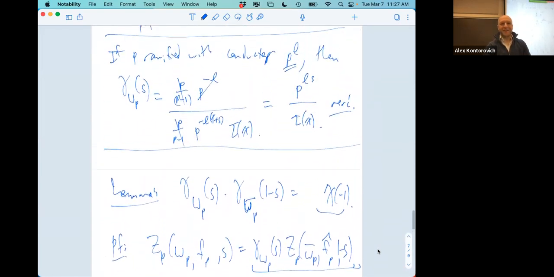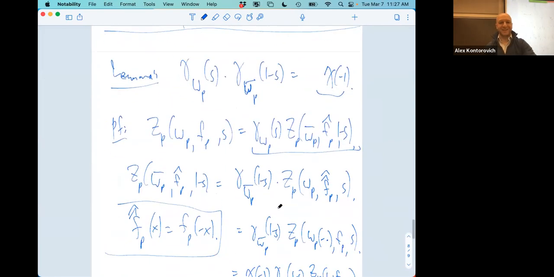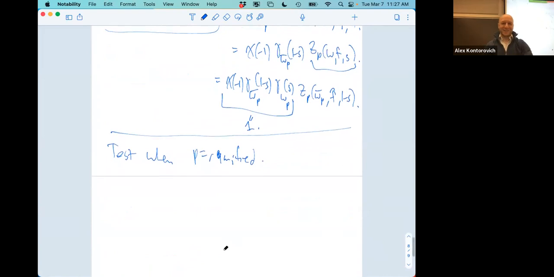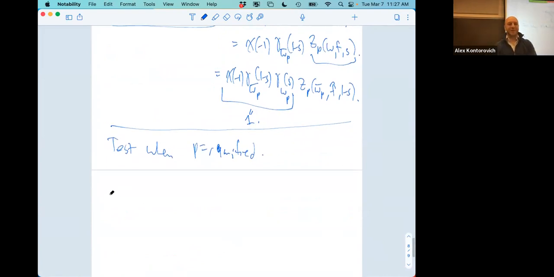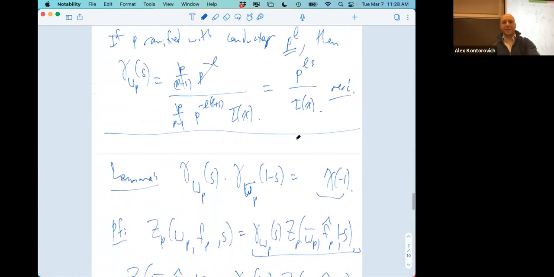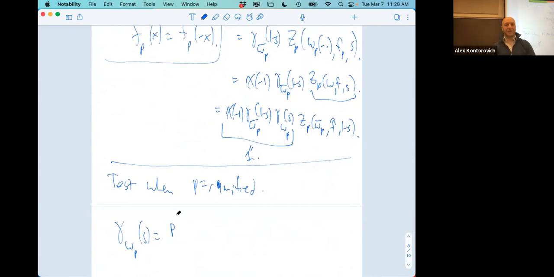In fact, let's test that here. This was true whether there was ramification or not. Okay, let's test that. Test when P is ramified. This is the one you just find. Yes, but math won't be broken. We'll actually be able to learn something. So that's this gamma omega P of S, which we computed a minute ago. It was P to the L S over tau chi.